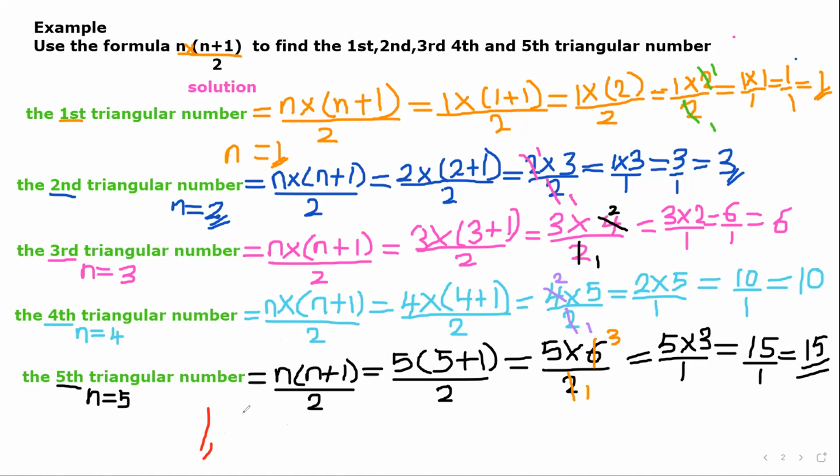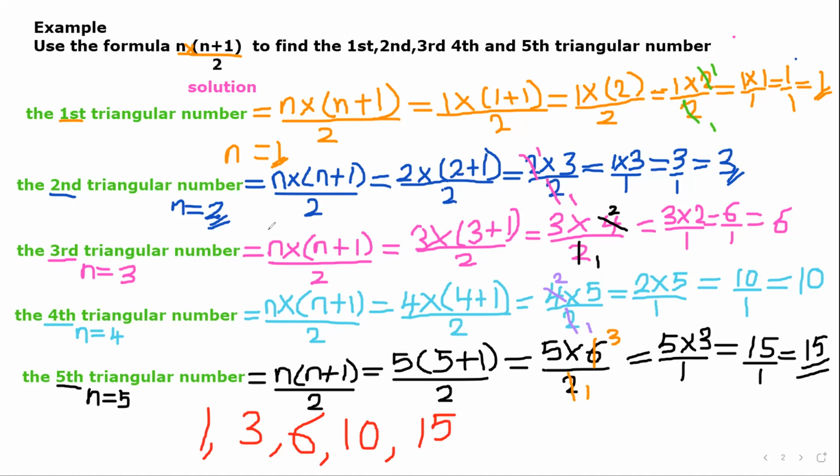The second, we get what? 3. The third was 6. And then the fourth, 10. And then the fifth, 15. And I hope you can also use this formula to find any, the 13th, the 10th, any of the triangular number that will be asked.